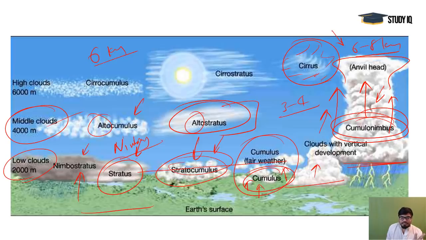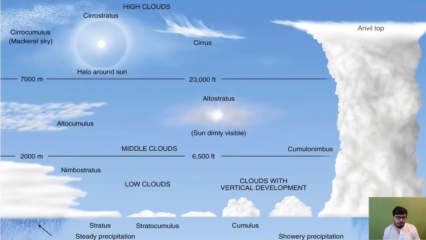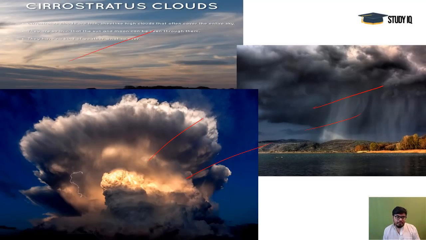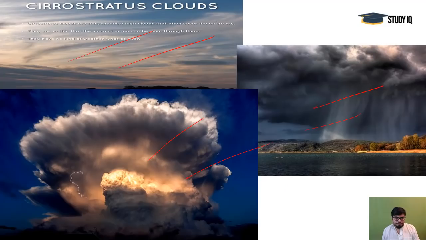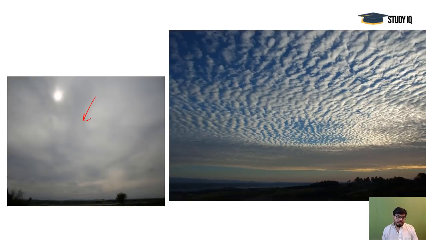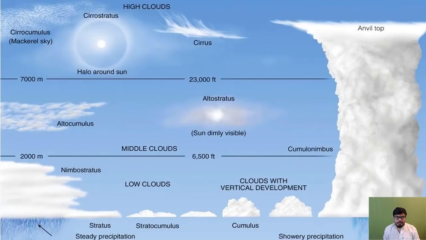And if these are spread like a sheet covering the entire sky, you can see in the picture, these are cirrostratus clouds covering the entire sky. You cannot define where they are starting or where they are ending. Cirrostratus clouds spread like a sheet.